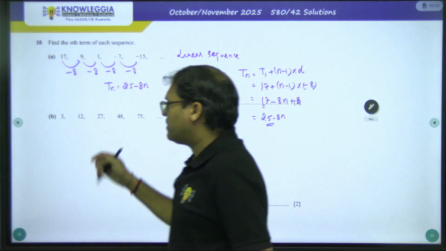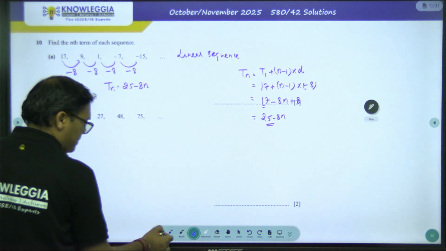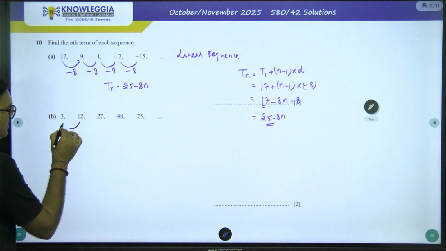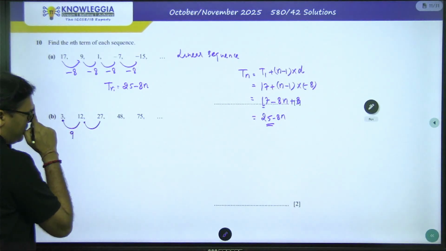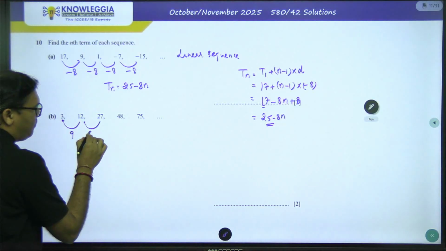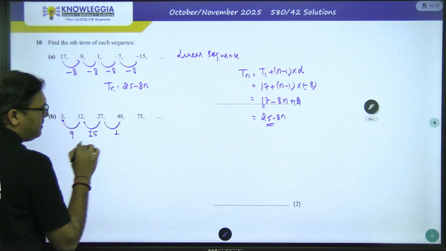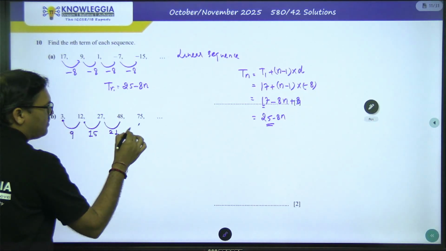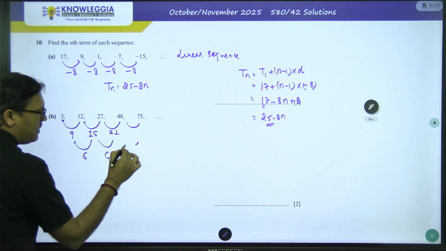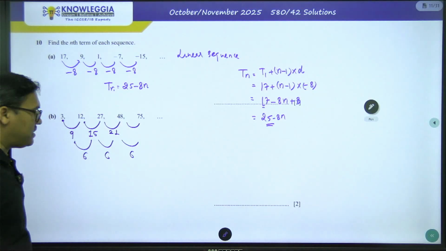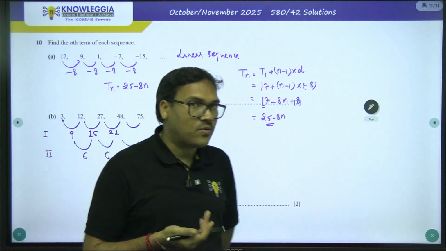Okay. Now the next sequence. First let's identify which type of sequence this is. What is the difference? 12 minus 3 is 9, 27 minus 12 is 15, and the next differences are 21. And you can check the second difference: this is 6, this is also 6. So you can see, are you getting the second difference constant? This is the first difference, this is the second difference. If the second difference is constant, this is a quadratic sequence.